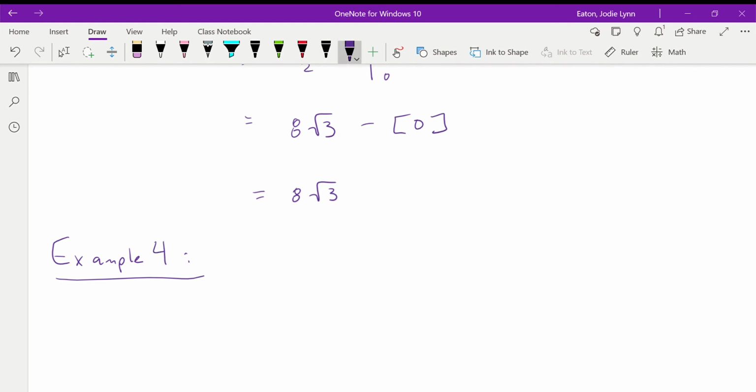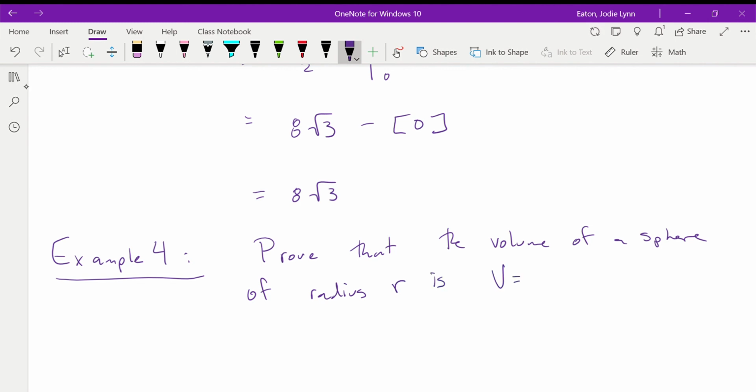But the volume of a sphere, they pretty much just tell you, oh, it's 4/3 pi r cubed, and then they leave it at that. We can use this idea of integrating to sum up cross sections to prove that the volume of a sphere of radius r is V equals 4/3 pi r cubed. So this is one that they just kind of throw at you. Volume is 4/3 pi r cubed, not going to tell you why, just is.